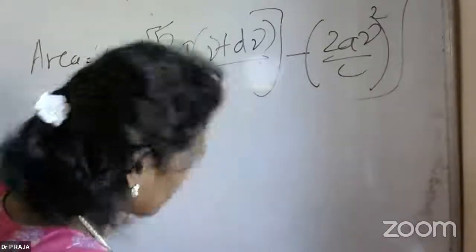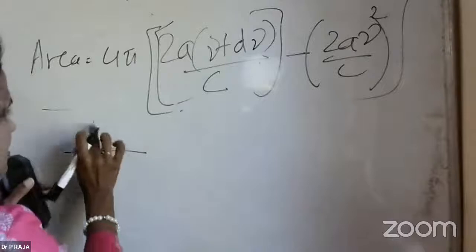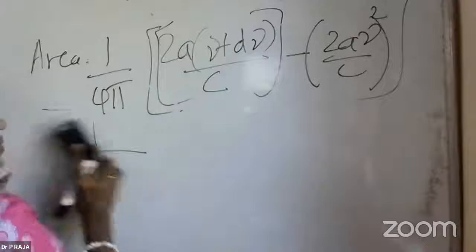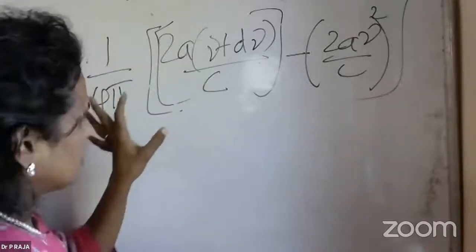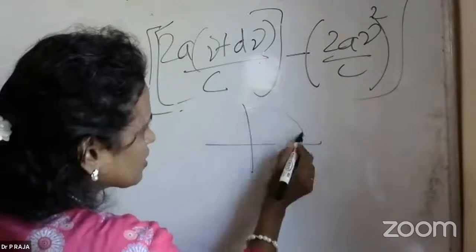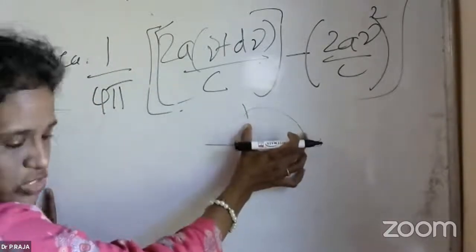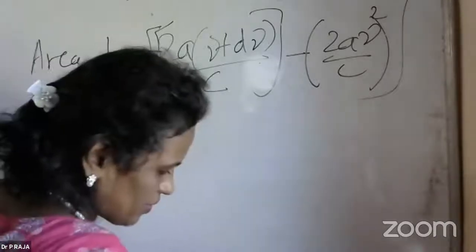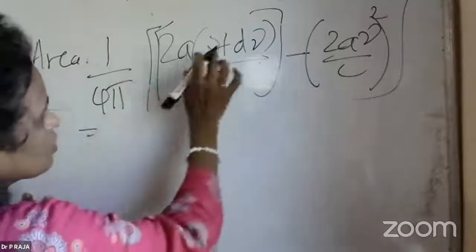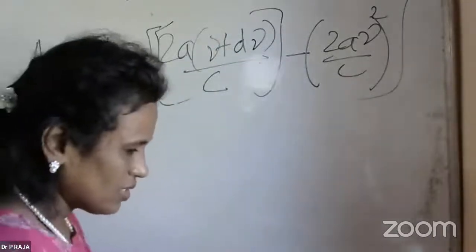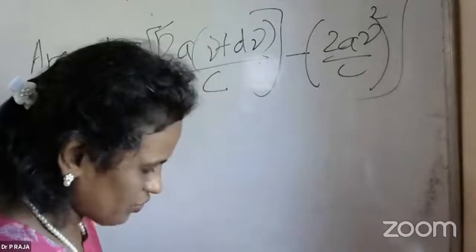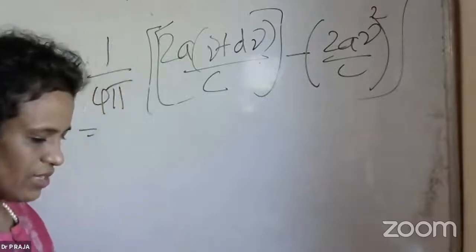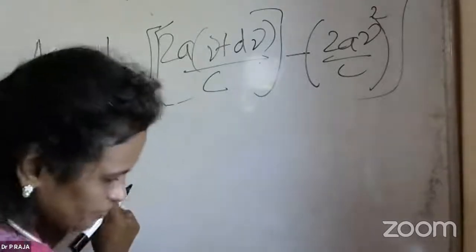sorry, it's going to be 1 by 4 pi, because this is just one quadrant. So I'm going to put it as 1 by 4 pi of this one, because in two dimensions I'm just taking the one quadrant portion only. So this formula is 1 by 4 pi of this equation. Now if you really square this equation and solve it, there is a big calculation for this.